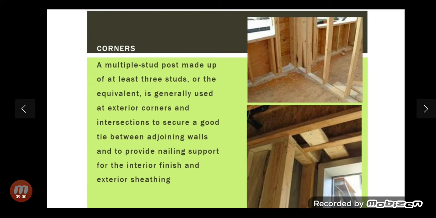Next, corners. A multiple stud post made up of at least 3 studs or the equivalent is generally used at exterior corners and intersections to secure a good tie between adjoining walls and to provide nailing support for the interior finish and exterior sheathing. You can see a figure. Before the invention of concrete and all, the old houses, old buildings were like this, based on wood corners.